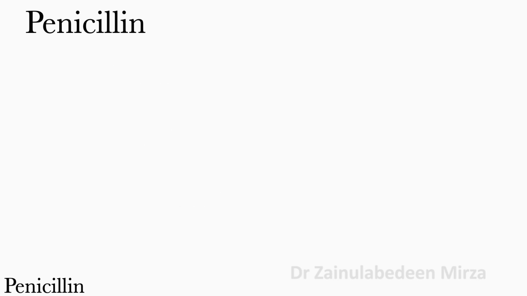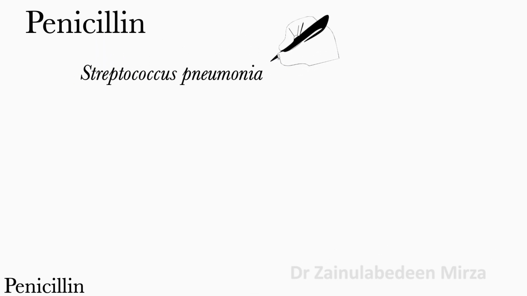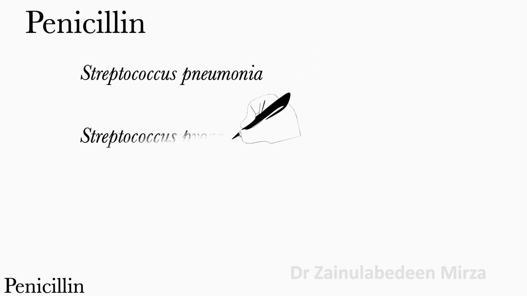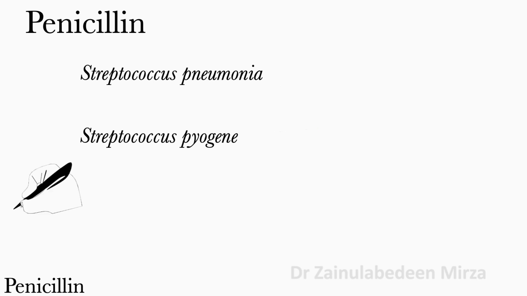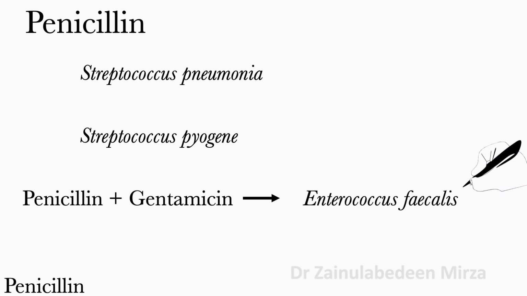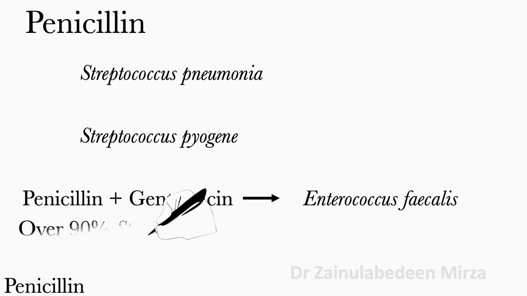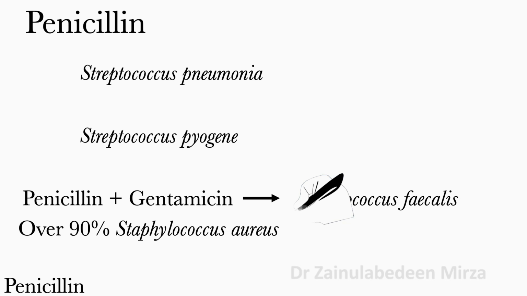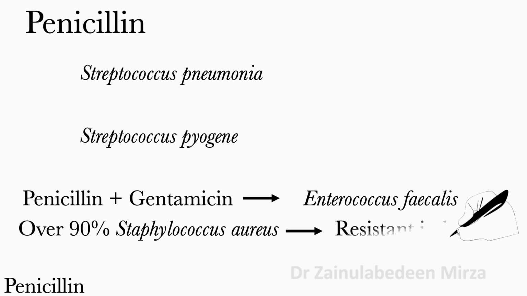Benzylpenicillin is active against Streptococcus pneumoniae and Streptococcus pyogenes. A combination of penicillin and gentamicin is active against Enterococcus faecalis. Over 90% of Staphylococcus aureus are resistant in hospitals.